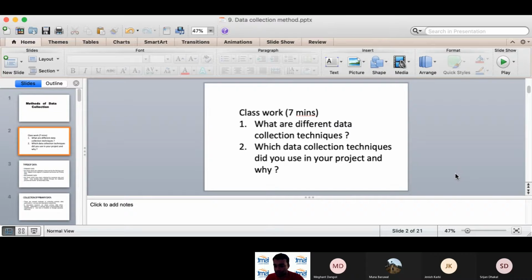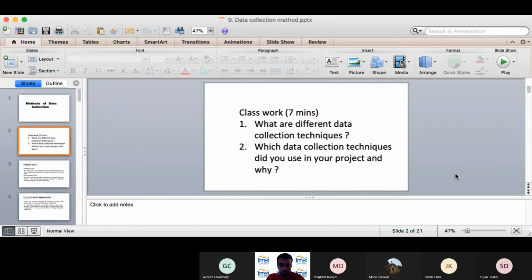Based on your project assignment, which you have already submitted, first you have to list the different data collection techniques that are mostly used. There are different techniques, but list the most frequently used in the context that we study. Then, which data collection technique did you use in your project, and why did you use that particular technique, or what are the factors that affected the selection of the data collection? The second part focuses on that, and the first part focuses on what the different data collection techniques are.